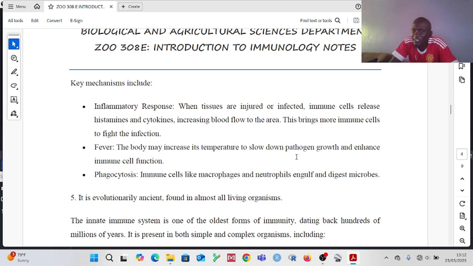Then the other thing is phagocytosis, where you have macrophages and neutrophils coming in to swallow or engulf and digest the microbes. Okay, so phagocytosis happens by use of what we call a phagolysosome. So once the macrophage or the neutrophil or the dendritic cell has come in and engulfed a microorganism, that microorganism will now be digested. Okay, so itakuwa imemalizika.